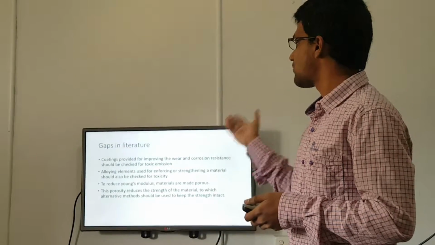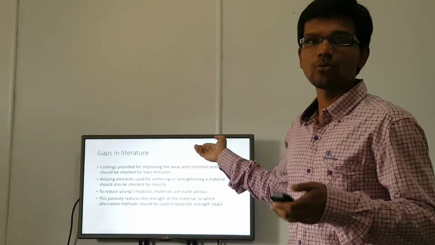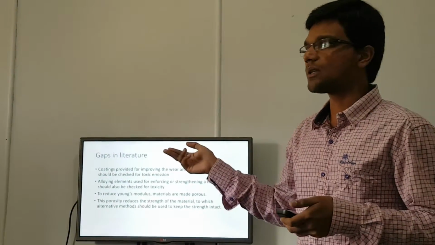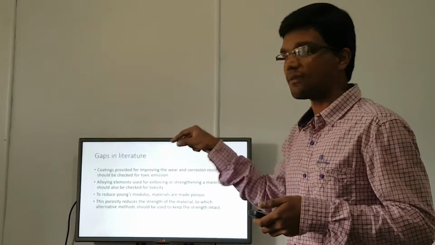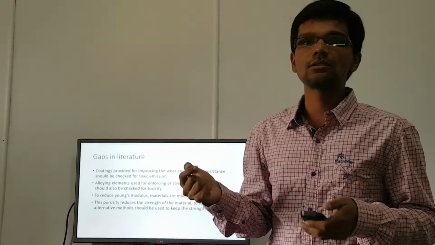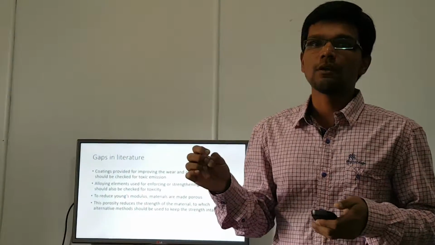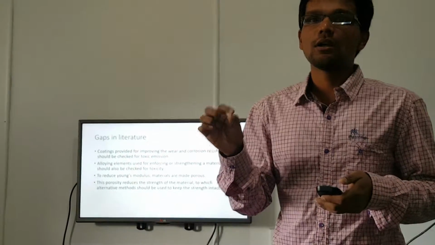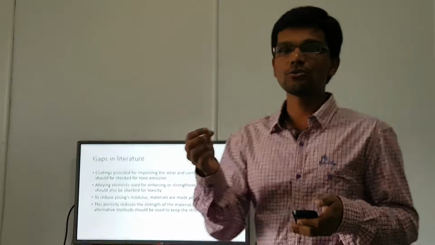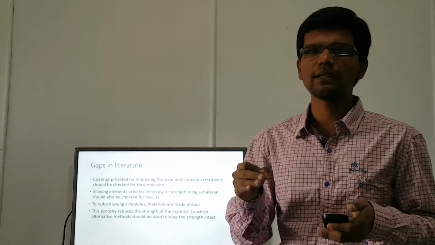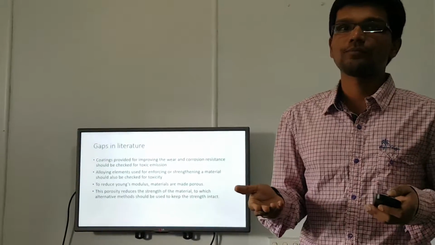The gaps in literature which I found were that the coatings provided for improving the wear and corrosion resistance for certain materials have toxic properties, and hence the coating should be revised, and alloying elements used for strengthening the material should also be checked for toxicity. To reduce Young's modulus, materials may be made porous, but since it reduces the strength of the material, alternative methods could be used to keep the strength intact.